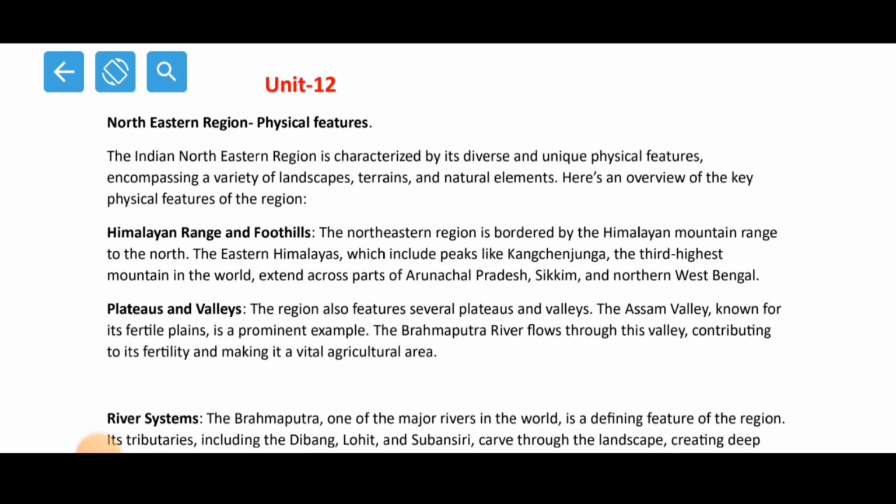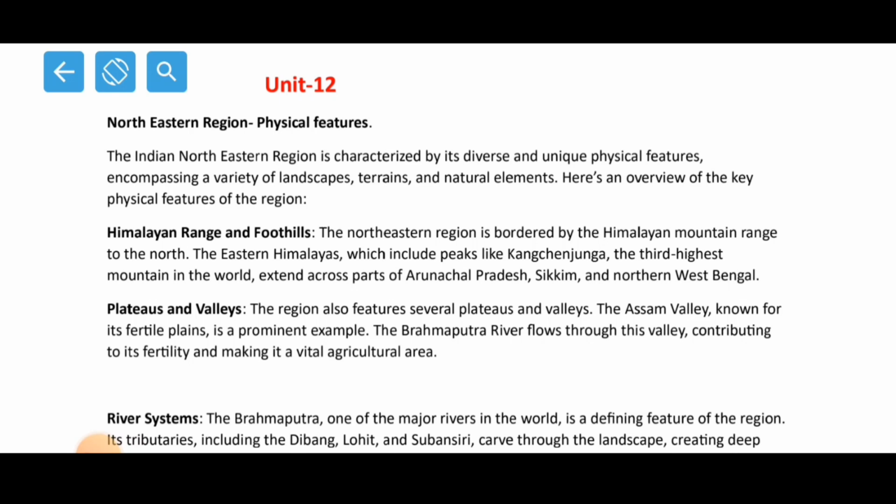So the Indian northeastern region is characterized by its diverse and unique physical features, encompassing a variety of landscapes, terrains, and natural elements. Here's an overview of key physical features of the region. So what does it say? It says that the northeastern area of India is full of natural environment. It's full of landscapes, mountains, rivers, forests, and beautiful nature.